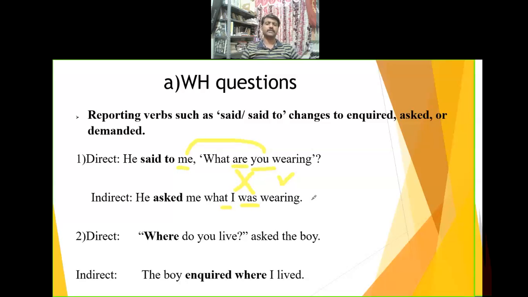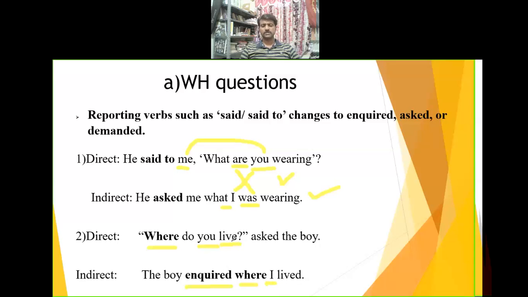What happened: I was wearing. One more example, my students. Where do you live? Asked the boy. The boy inquired. If you have written asked, no problem. Since it is an interrogative reporting verb, still it's okay. But inquired is a proper reporting verb. He is inquiring, and he inquired. There is no that. First word is where. Do you live? It's a simple present tense. So the subject is you. So you becomes I. He is asking me, so I.